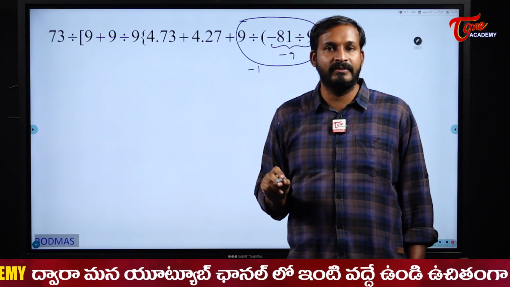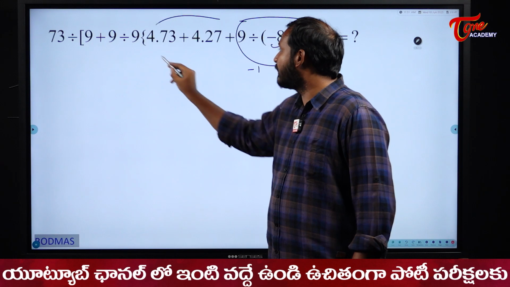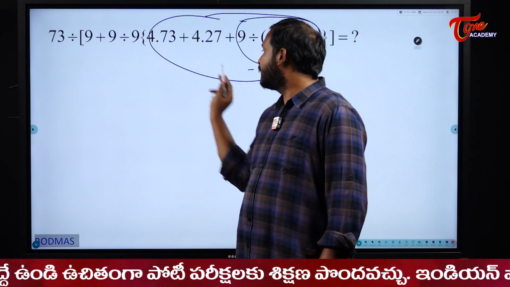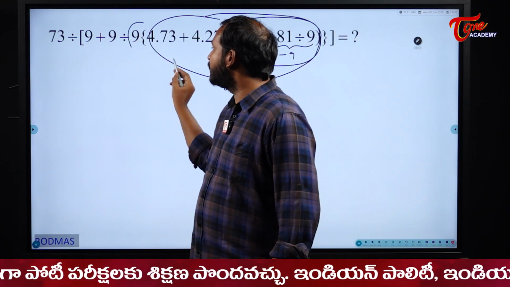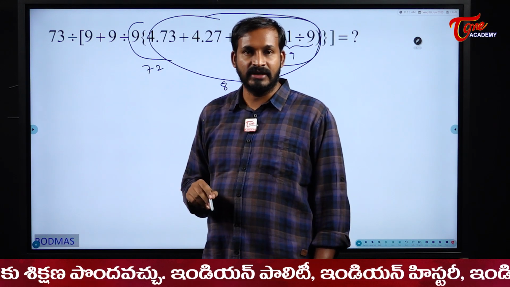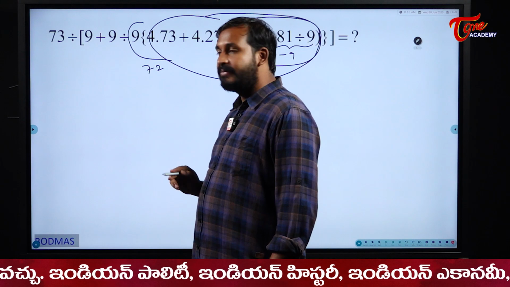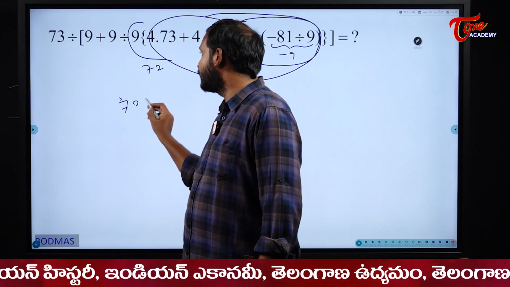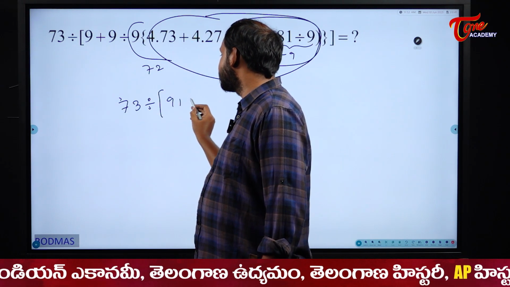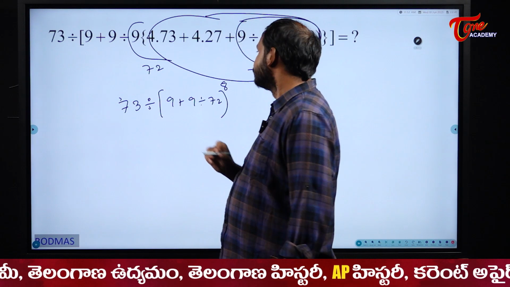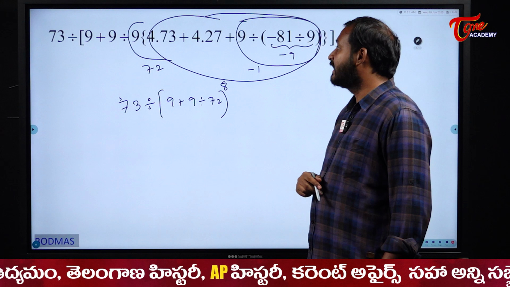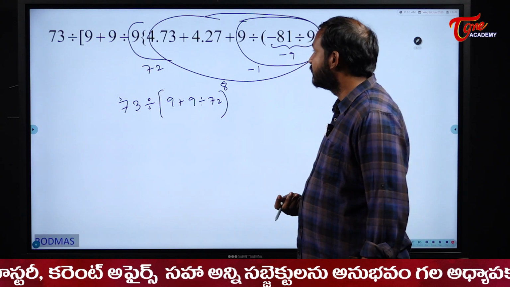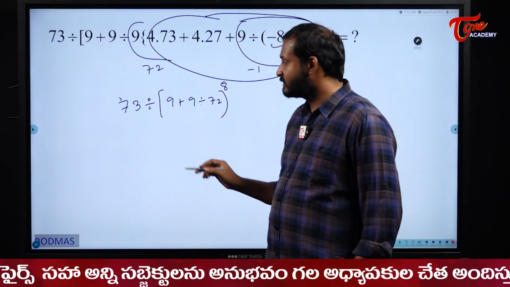4.73 plus 4.27, it will become what? Together 9. 9 minus 1, that means this complete value will become what for me here? 8. So 9 into 8 becomes what up to here? 72. So 9 divided by 72 I will get here at last. So finally what I have here is 73 divided by 9 plus 9 divided by 72. So what happens to this one, students?